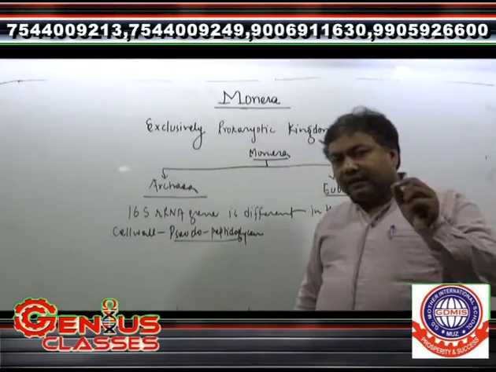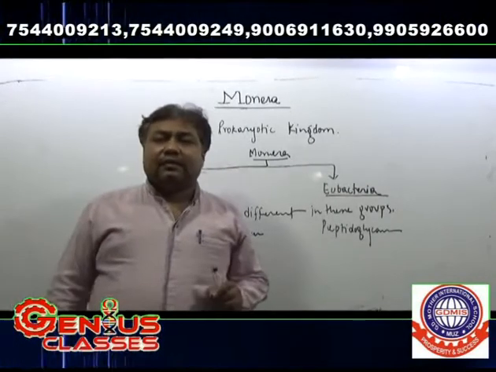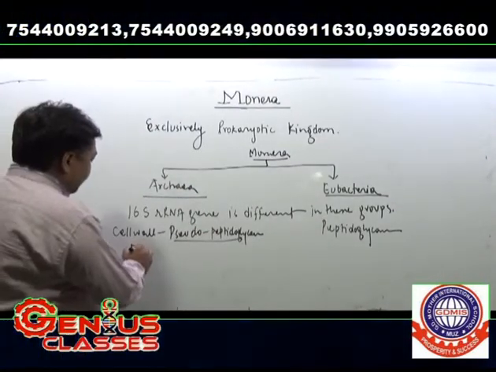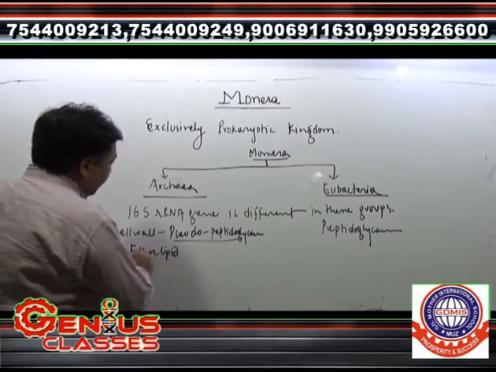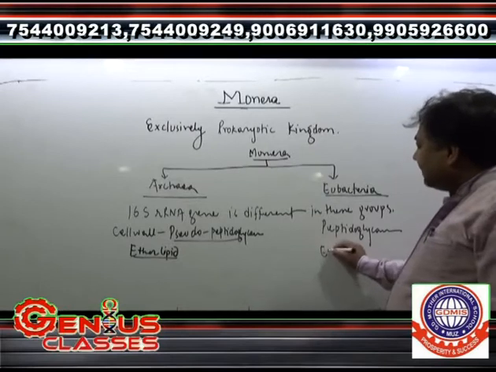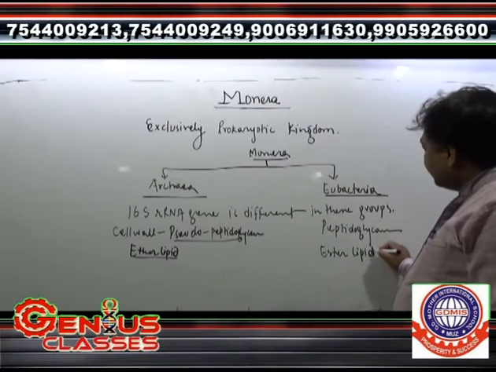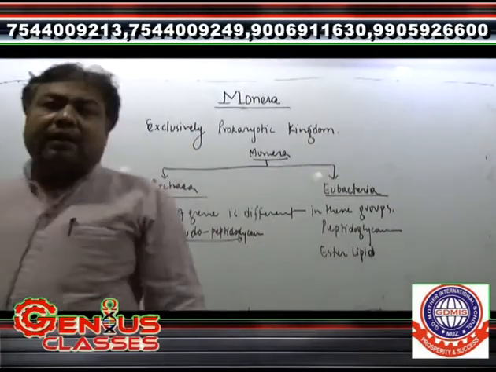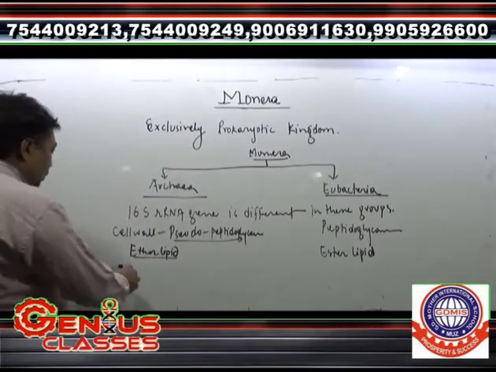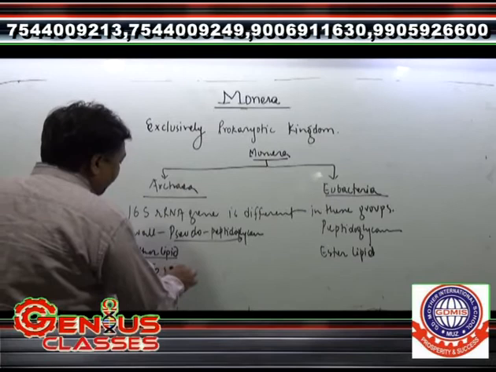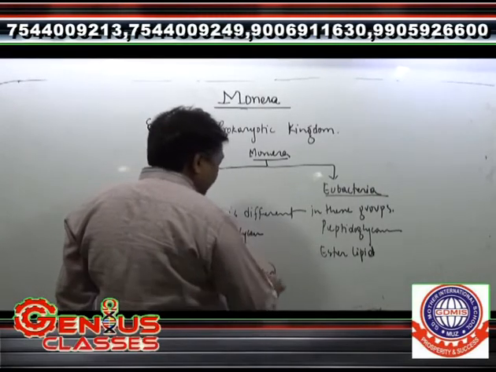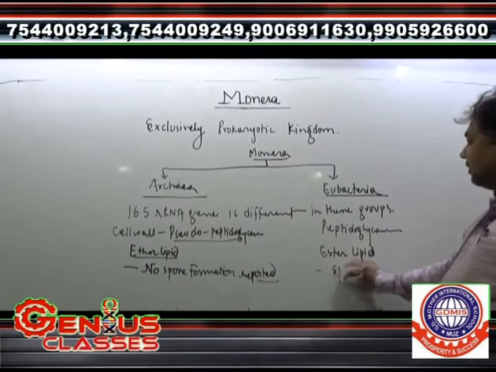Another difference is in their cell membrane. The lipids are ether lipids in Archaea. Ether lipids are present in the cell membrane, whereas the lipid present in the cell membrane of Eubacteria is ester lipid. Another difference is that in Archaea no spore formation has been reported, while in Eubacteria spore formation occurs.